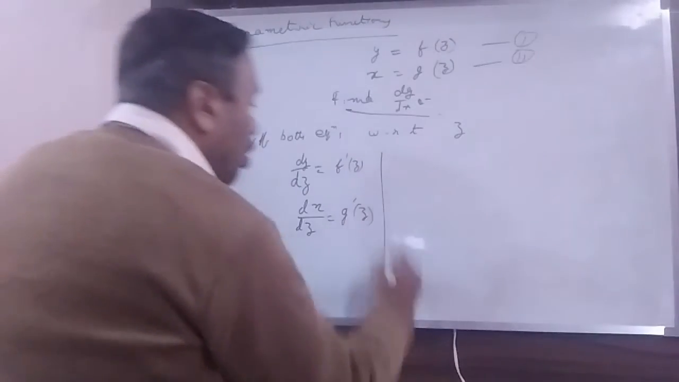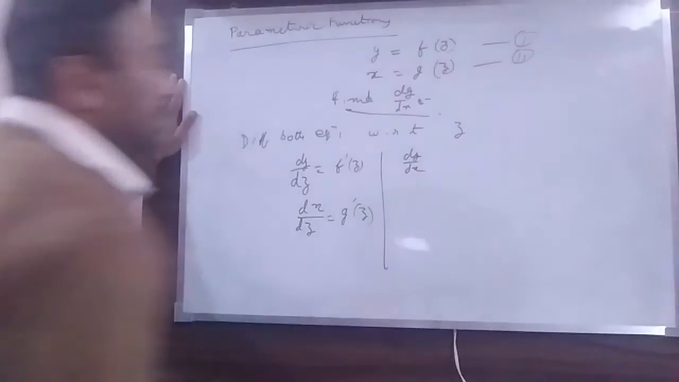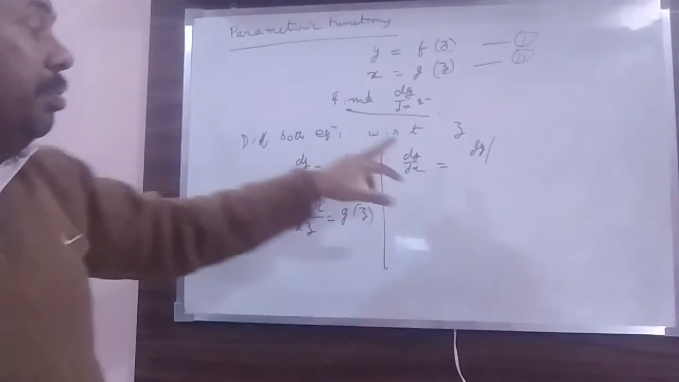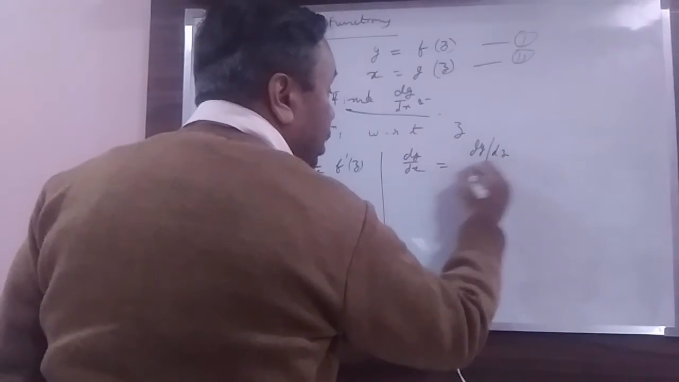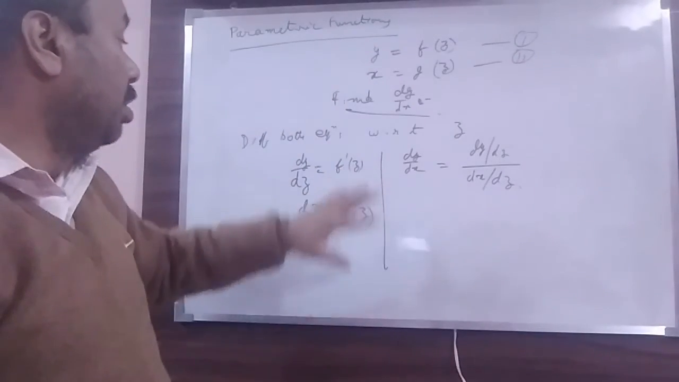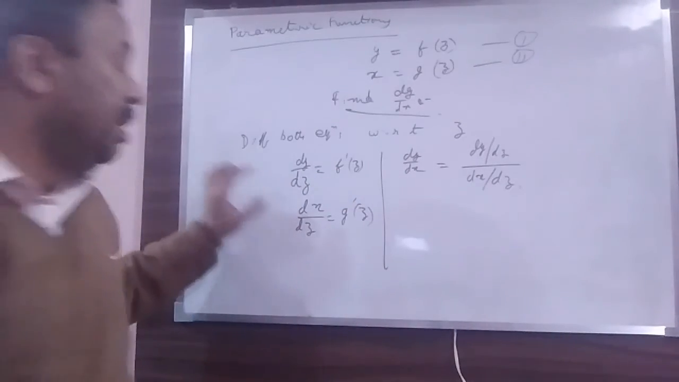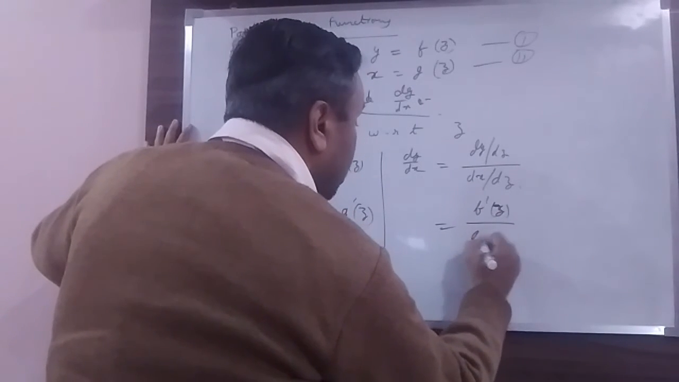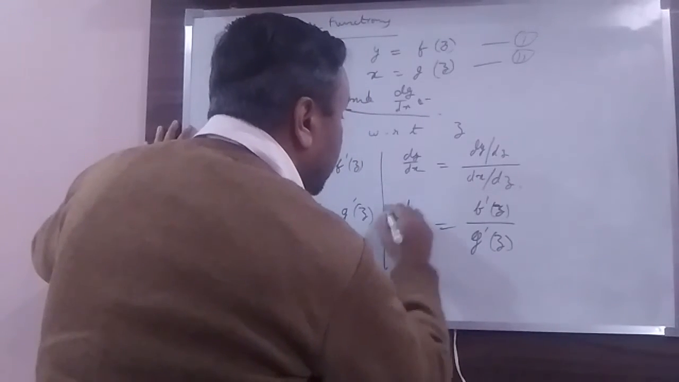Now what do I have to find out? I have to find out dy by dx. I can write it by dividing both numerator and denominator by dz, so dy by dz divided by dx by dz. Now I know both dy by dz and dx by dz, so when I substitute, this becomes f dash z divided by g dash z. So this is your dy by dx.